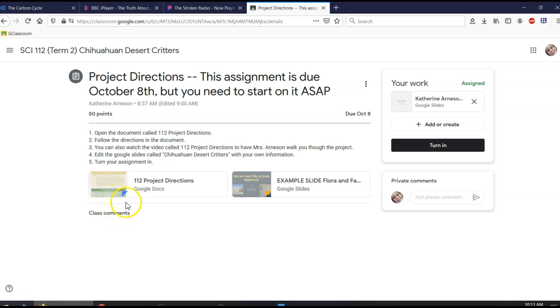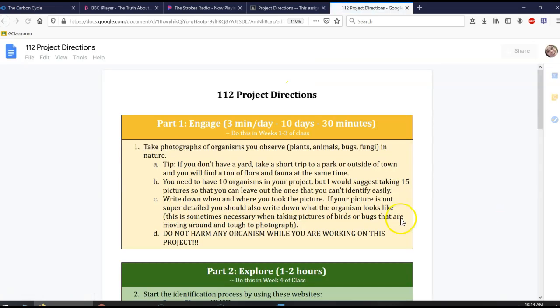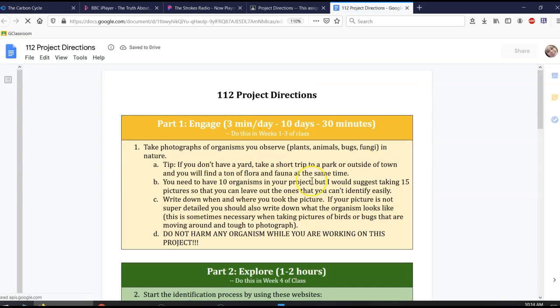This is going to be part 1. And I'm going to talk to you about part 1 of your project. So this should take you about 3 minutes per day over 10 days, or about 30 minutes total. You need to take pictures of organisms that you observe. So these could be plants, animals, bugs, if you find any fungus anywhere. And you want to try to find them in nature.